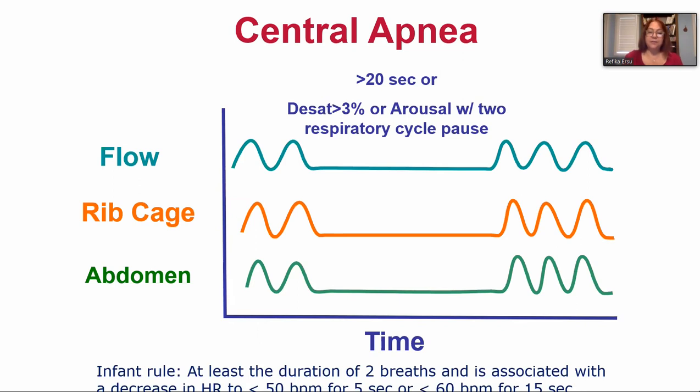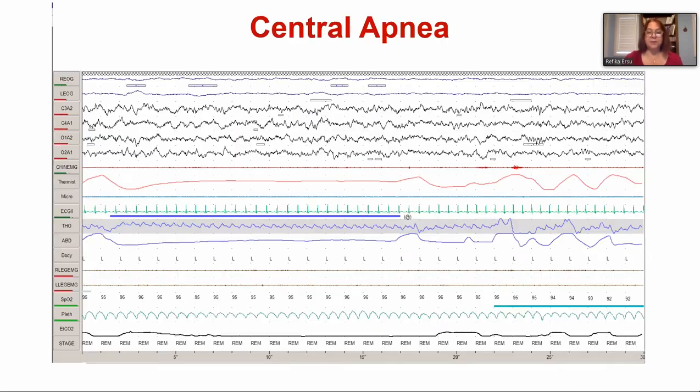So since 2017, there's also a new infant rule. The American Academy of Sleep Medicine recommends to score the pause if it's 2 respiratory cycles and there is a bradycardia associated with it. This rule is rather new and we just started to use it, but I think it's important to know.